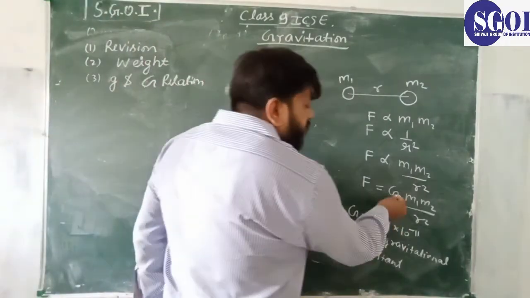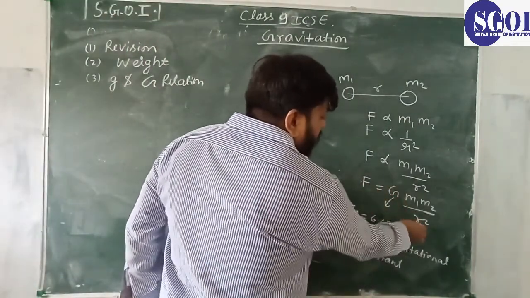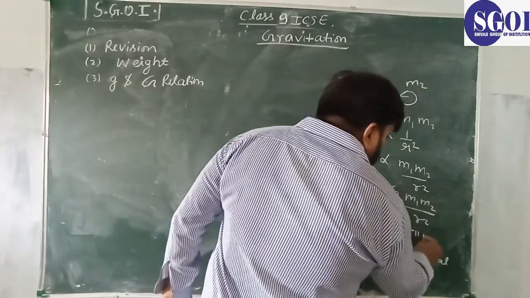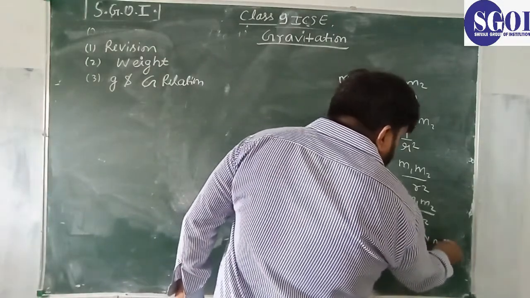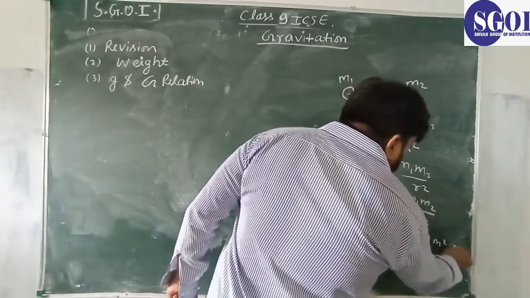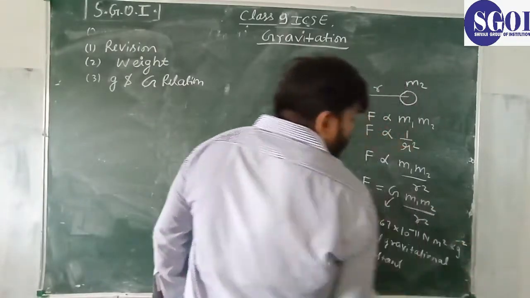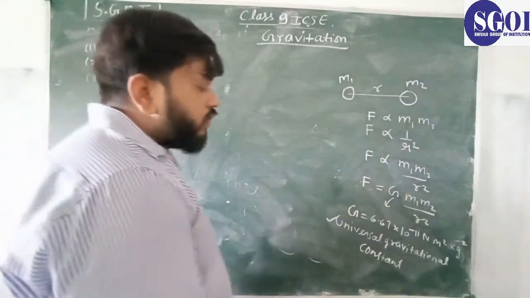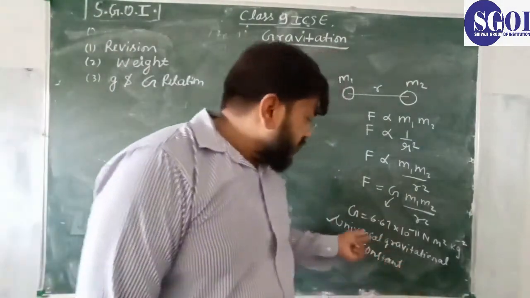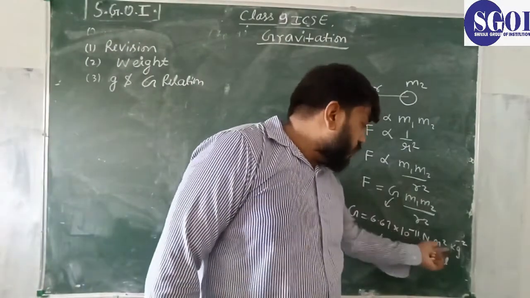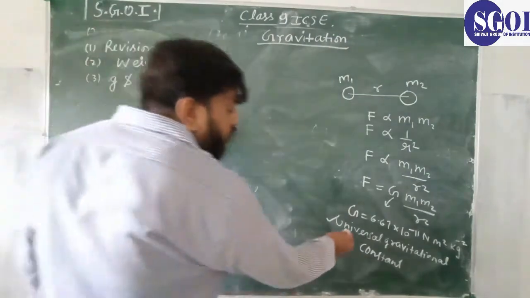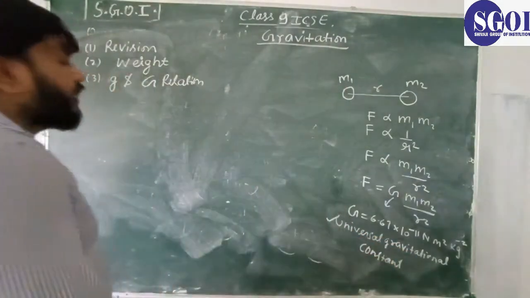And the unit of G you can find from this formula. Just move the term r square here. So this is Newton, meter square, upon kg square, so we can say kg to the power minus 2. So the unit is Newton meter square kg to the power minus 2. This is the unit of capital G. Just keep this unit and this value of capital G in your mind, and it is called the universal gravitational constant.